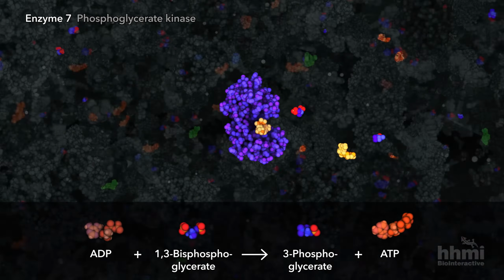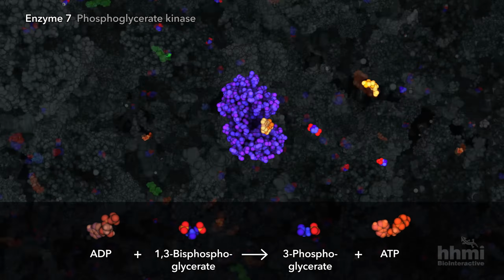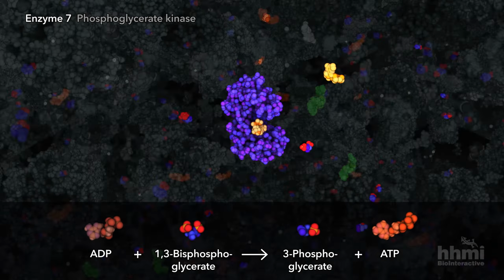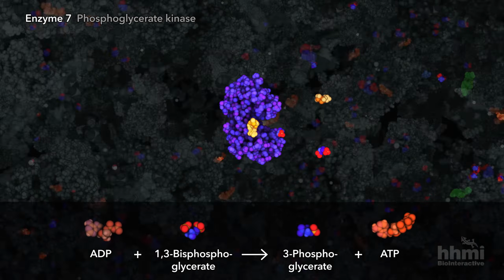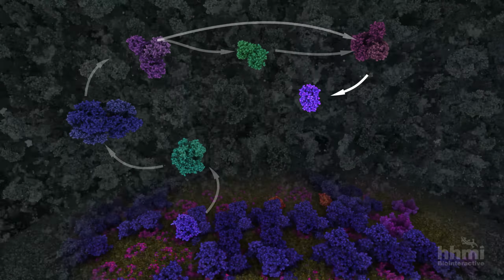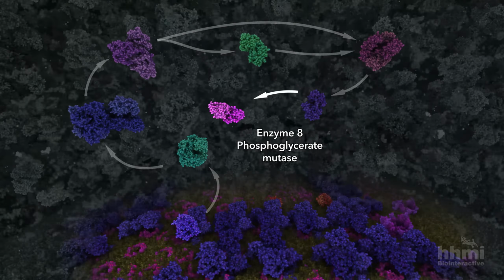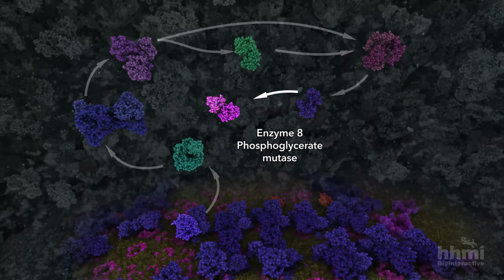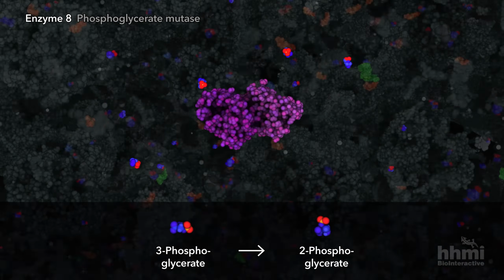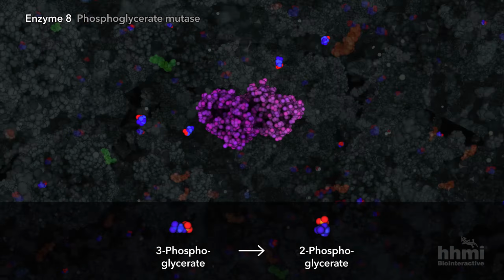The seventh enzyme transfers a phosphate group from 1,3-bisphosphoglycerate to ADP, creating chemical fuel ATP. The eighth enzyme rearranges the phosphate from the end of the molecule to the middle.